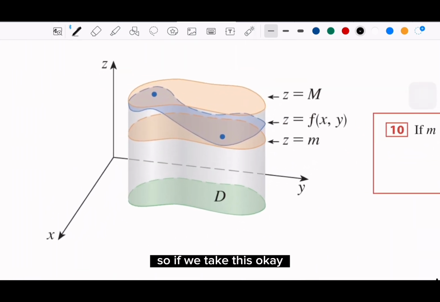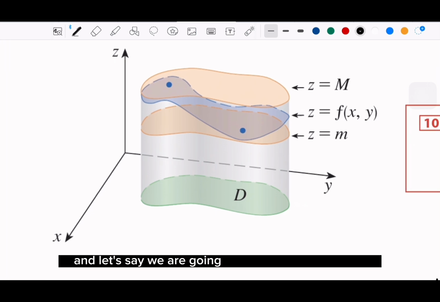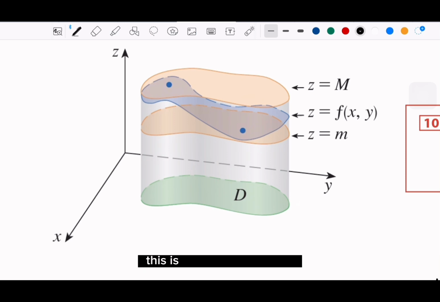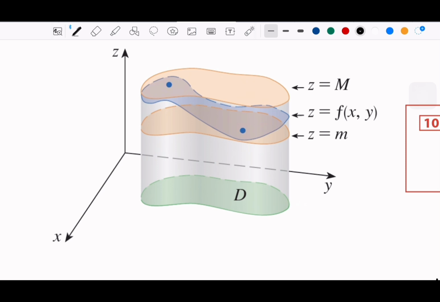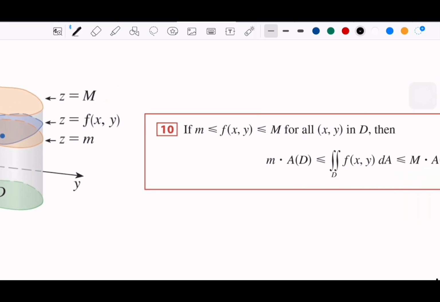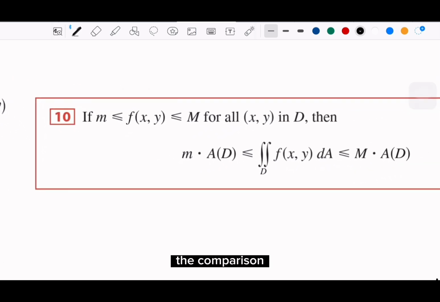So if we take this, let's say we are going to see the surface as this blue color here. This is our z, a function of x, y, and then we could describe this z in terms of these two planes. The first plane is when z is equal small m, and the top one is when z is equal to the capital M. Between this, because we know this plane can be easily evaluated using the previous approach, then we could take the comparison.